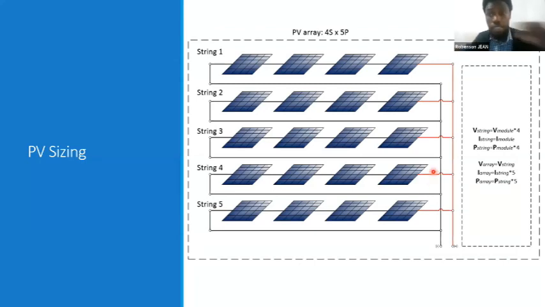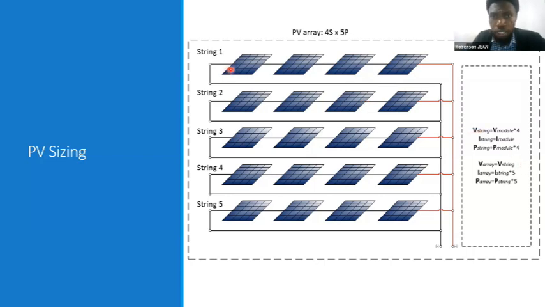So this is an example of a PV array. In this PV array, we can see what we have here. We have 5 strings with 4 modules in series. So let us guess the power of this PV array. This PV array has 5 strings of 4 modules in series. So globally we have 20 modules. It is the first information.